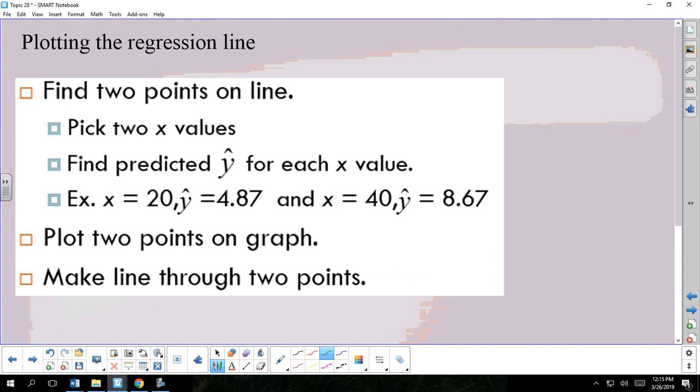All right, so plotting the regression line. We've already calculated these 2 points. We plugged in 20 and got 4.87. Now we plugged in 40 and got 8.67 for our degree days. Whenever I want to plot a regression line, since we're likely dealing with decimals because we're doing real life data, find 2 points that are fairly far apart in your domain. Plug them into your regression line, plot those 2 points, and draw a line through them. Straightforward and easy.